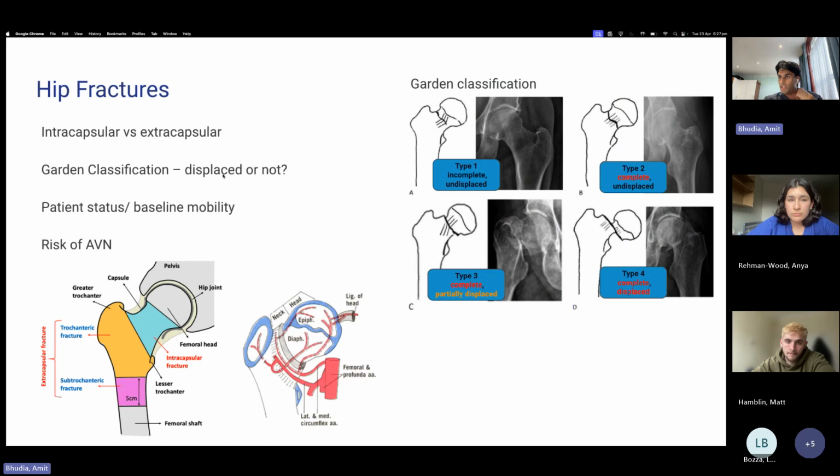And then back to hip fractures. This is another thing that you should just know off the top of your head because it's something they like to examine quite a lot.